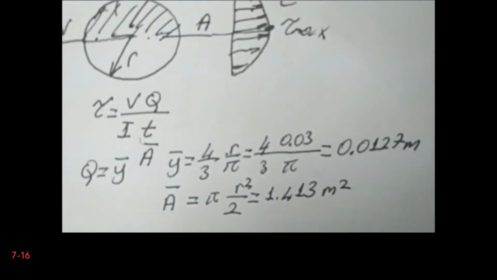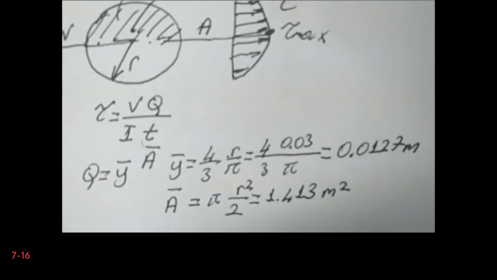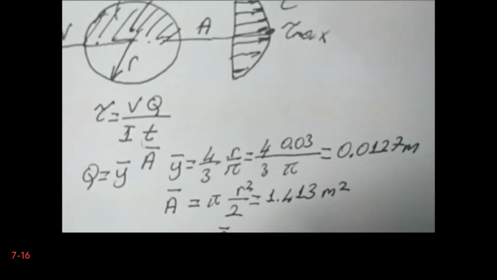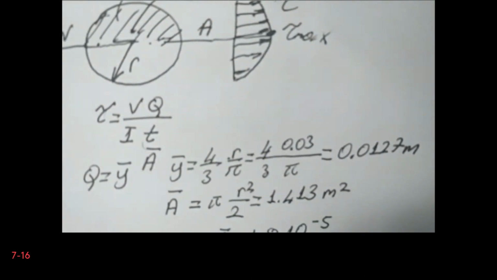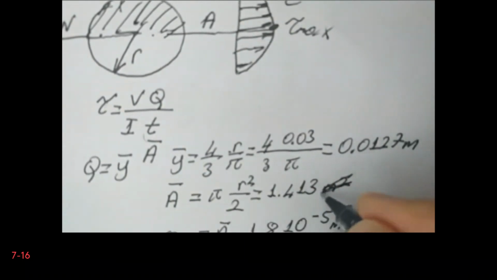So let me write the Q again here. It is Y bar multiplied by A bar, and if you put the values, what you are going to get is 1.8 × 10^-5 meter cubed. In fact, I need to correct this value. It is 1.413. Let me write it again. So A bar is 1.413 × 10^-3 meter squared.